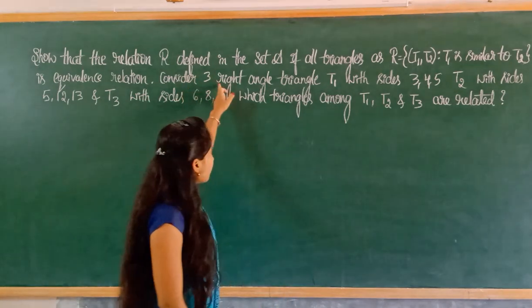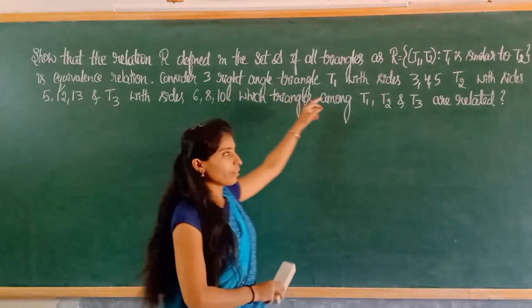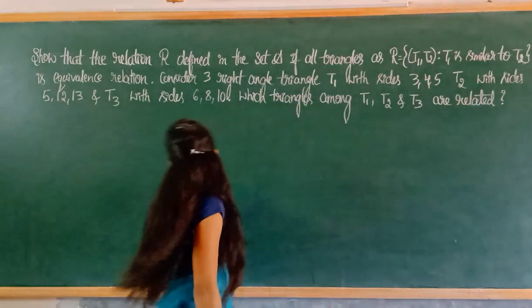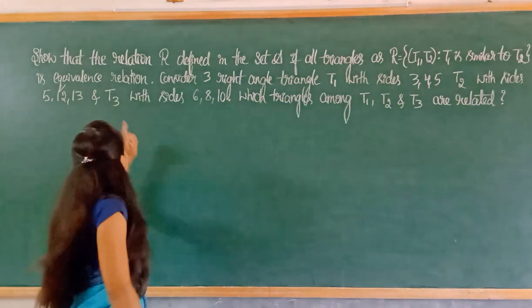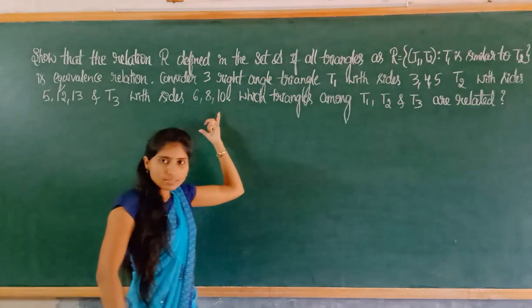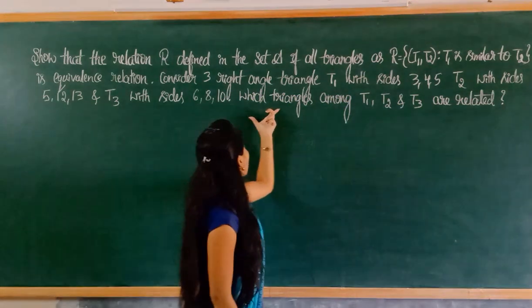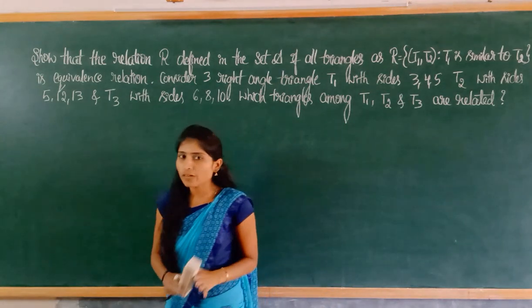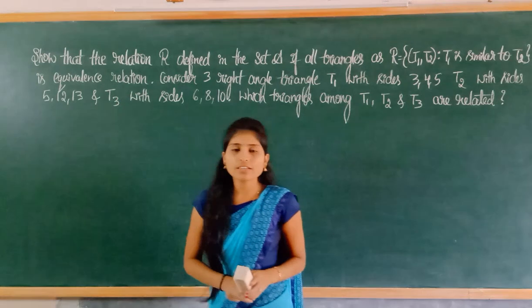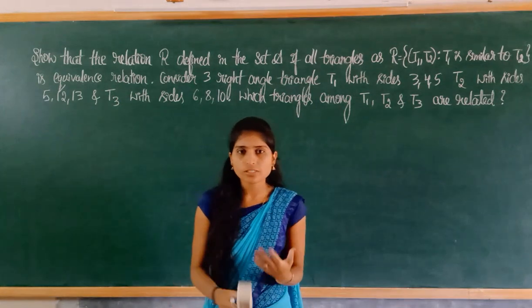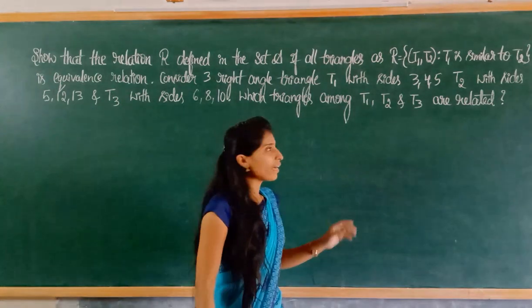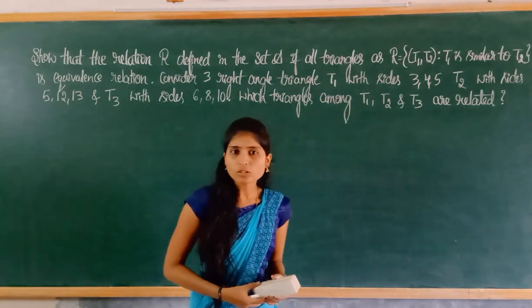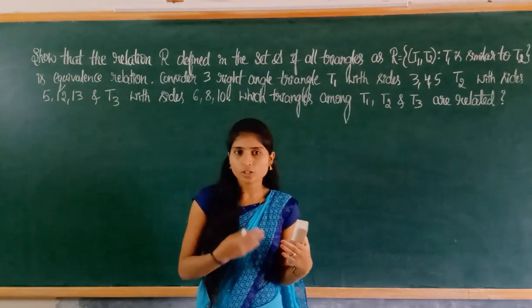Then consider three right angle triangles. T1 with the sides 3, 4, 5. T2 with sides 5, 12, 13 and T3 with the sides 6, 8, 10. Which triangles among T1, T2, T3 are related? We have to first show that the given relation is an equivalence relation. After that we have to check, among the three triangles with the given dimensions, which triangles are related to one another.